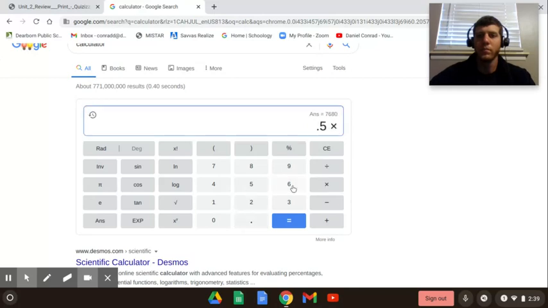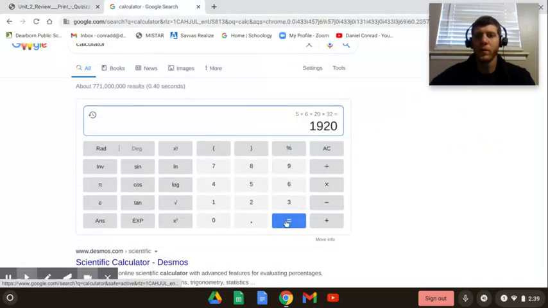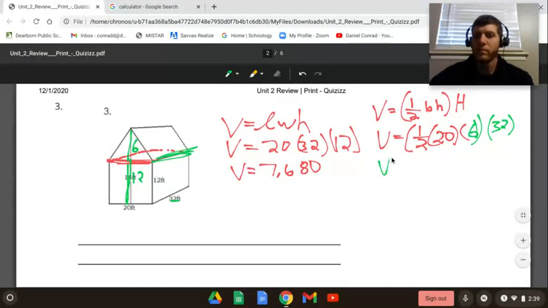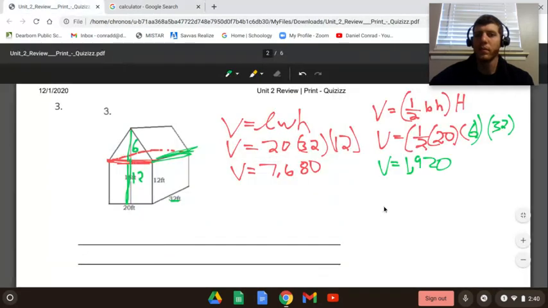So 1/2 times 6 times 20 times 32, right? That's going to give us 1,920. And then we can add that to 7,680. It's going to be 9,600 feet cubed. So our total volume here is going to be 9,600 feet cubed.